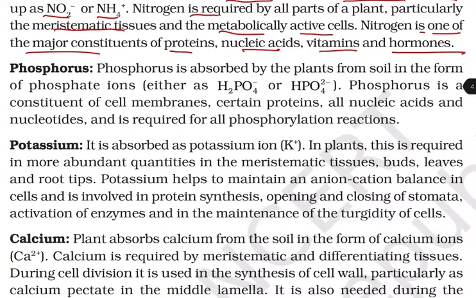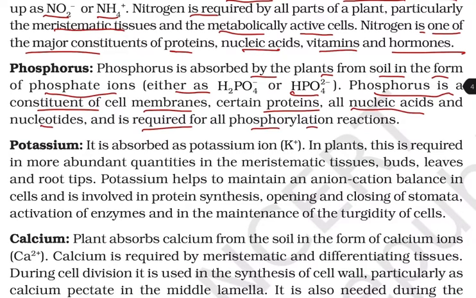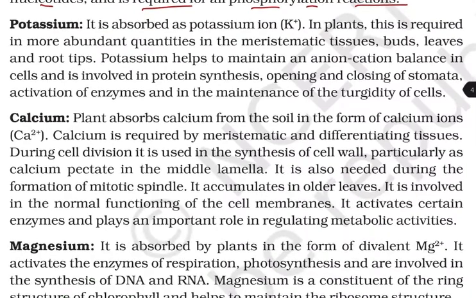Phosphorus. Phosphorus is absorbed by the plants from the soil in the form of phosphate ions, that is either as H2PO4 minus or HPO4 2 minus. Phosphorus is a constituent of the cell membranes, certain proteins, all nucleic acids and nucleotides, and is required for all phosphorylation reactions. Potassium. It is absorbed as potassium ions, that is K plus.